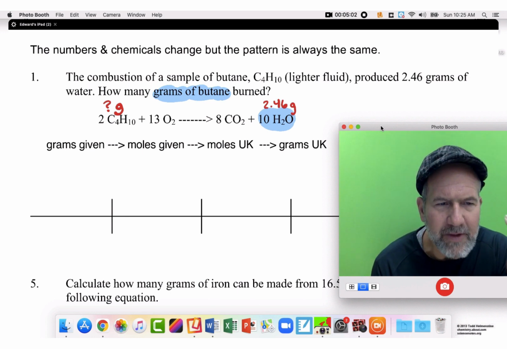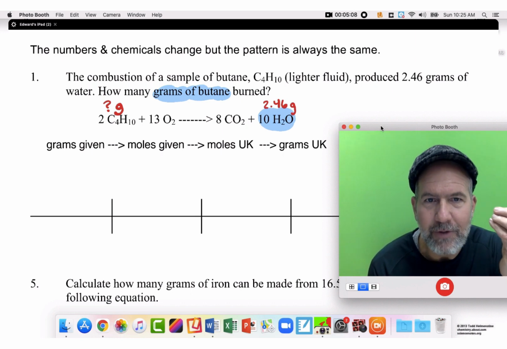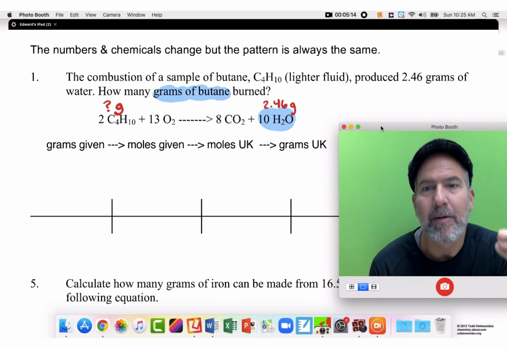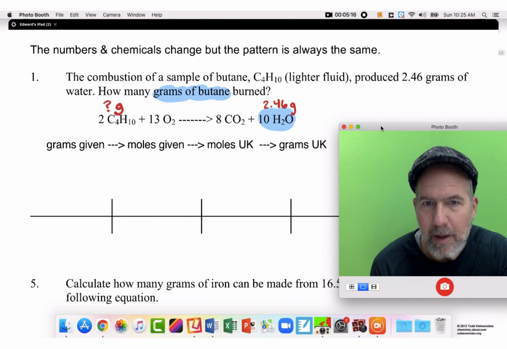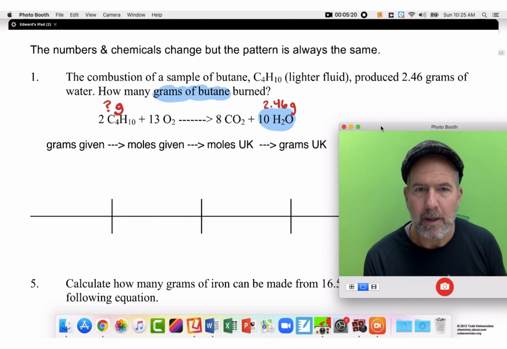Givens are the ones they give us the number for, the amount we know. So our given in this case is water, H2O. We have 2.46 grams of given, H2O. Moles of given, that will also be H2O. Moles of unknown, what are we trying to find? The butane. Grams of unknown, what are we trying to find?